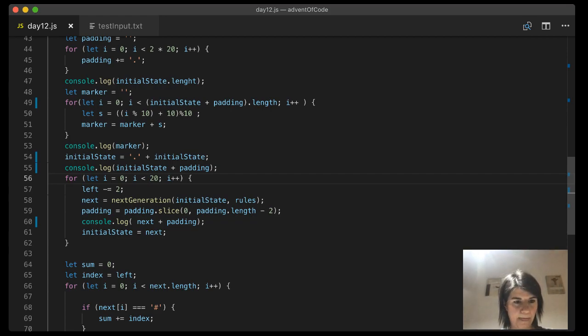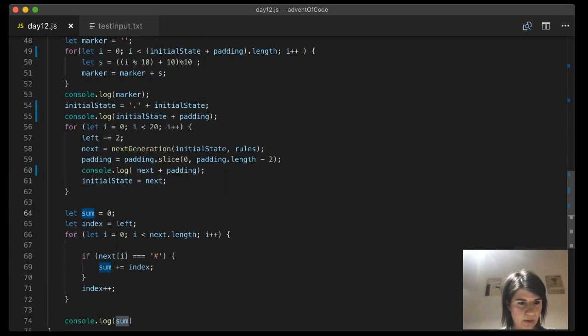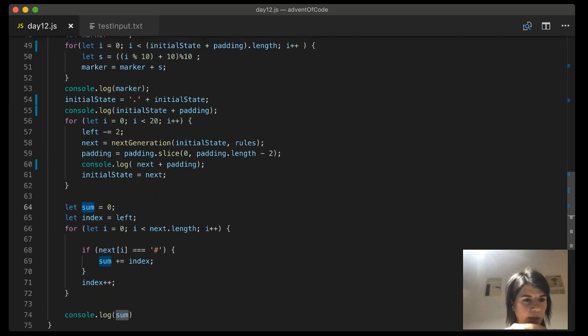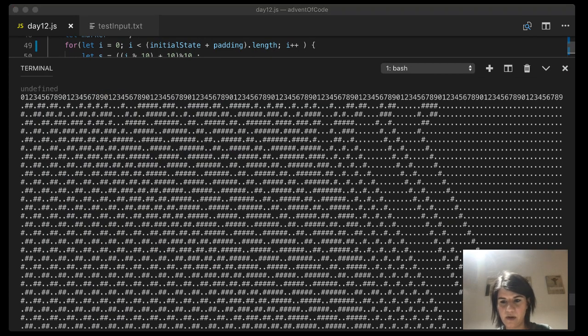Okay, so for these 20, what was I doing with the sum? Let index equal left. Oh, I was doing left as -2. But I don't even need that. I need index is -1. And then I'm going through here. Oh, so I was lucky that was stable at 150 because that was pretty much the end of what I could show on screen.